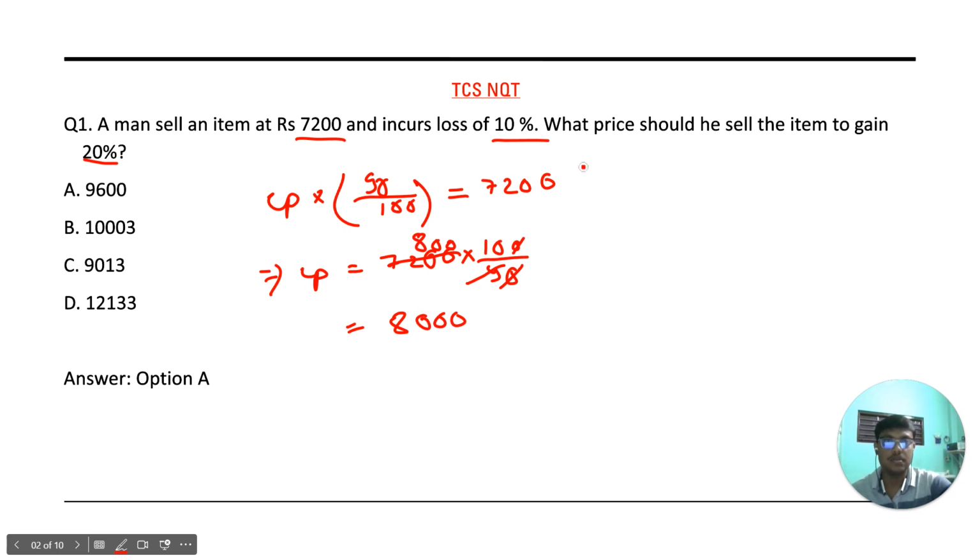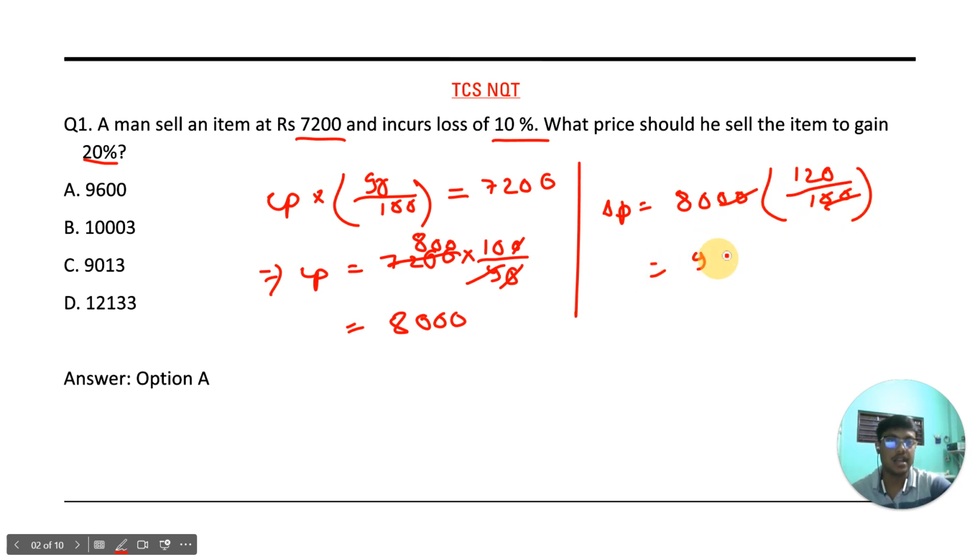Got it? Now it has been asked what price should he sell the item to gain 20%? So we need to find the selling price, which we would get by calculating 20% profit on the cost price. So cost price is 8000 into 20% profit, so 120 by 100, the zeros cancel, and 12 eights are 96 and two zeros. 9600 is our final answer, which is option A. So option A is the correct answer. Hope you all got the logic.